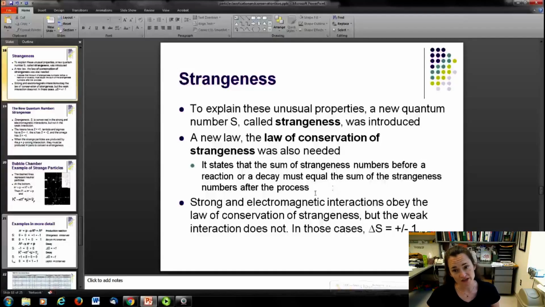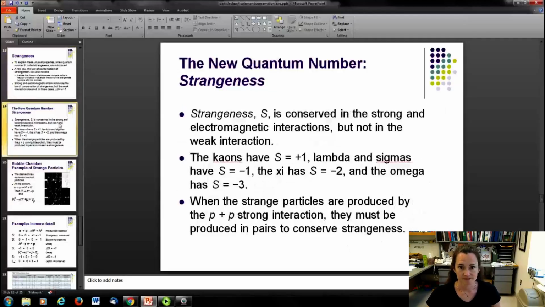Now, the strong and the electromagnetic interactions obey the law of conservation of strangeness. But the weak interaction is pretty strange itself. It can actually violate strangeness conservation, but only by a little bit. The strangeness number can only change by plus or minus 1 when the weak interaction gets involved. So, reiterating, strangeness is conserved in strong and EM interactions, but not in the weak.